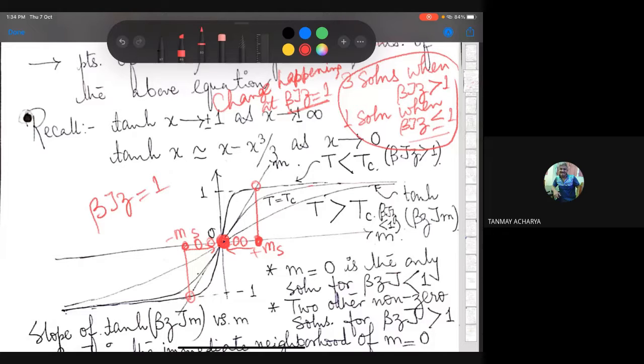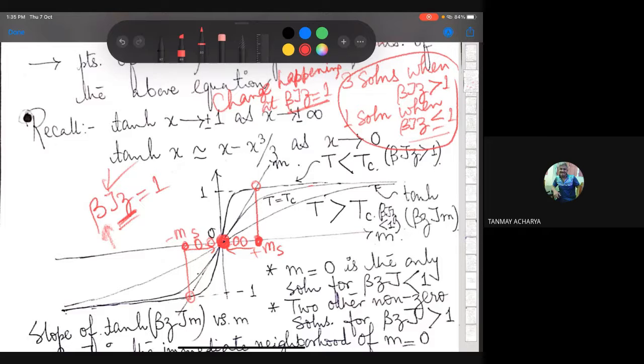Yes, sir. So you see, jz cannot change because jz is given to you. You are given a three-dimensional lattice, so z is 6. You cannot change it as a function of time or whatever. J is given to you, this is the coupling value given to you. You cannot change it. What you can change is the temperature. And what you see is that when you are changing the temperature, you either have three solutions or you have one solution.